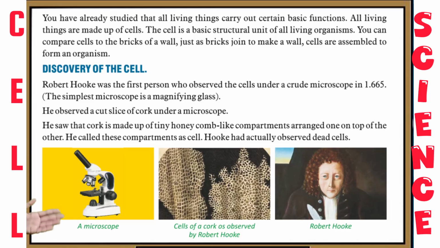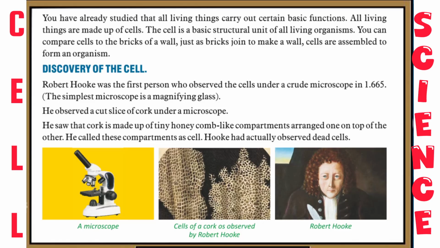Next, let's see discovery of the cell. Robert Hooke was the first person who observed the cells under a crude microscope in 1665. The simplest microscope is a magnifying glass. He observed a cut slice of the cork under a microscope. He saw that cork is made up of tiny comb-like compartments arranged one on top of the other. He called these compartments cells. Hooke had actually observed dead cells.